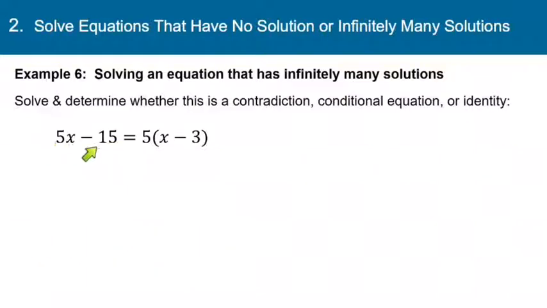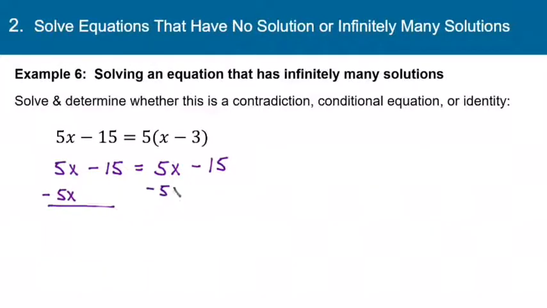On the left, there's really nothing we can do yet, but on the right, we have 5 times x minus 3, so let's distribute the 5, and that will give us 5x minus 15. Now, you can notice at this point that the two sides are exactly alike. So you probably have a pretty good idea already that this is going to be an identity. But if for some reason you weren't sure yet and you go ahead and subtract 5x from both sides, you'll see that the x term disappears from both sides.